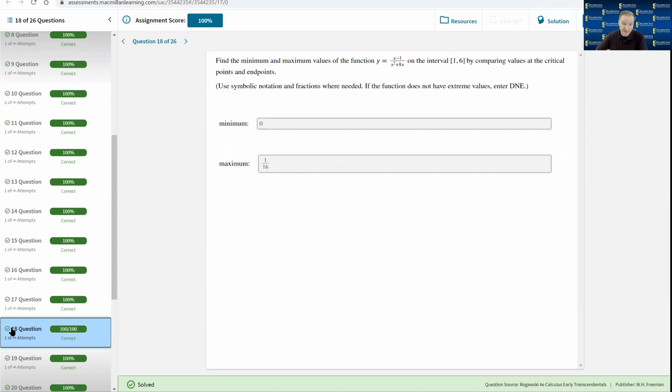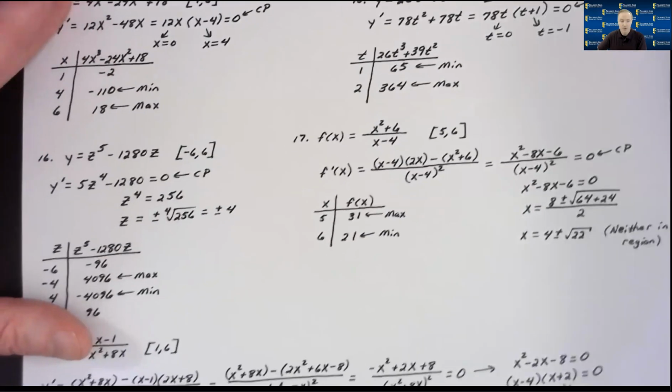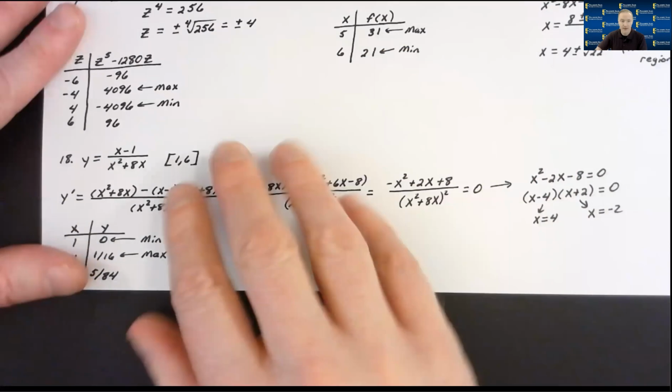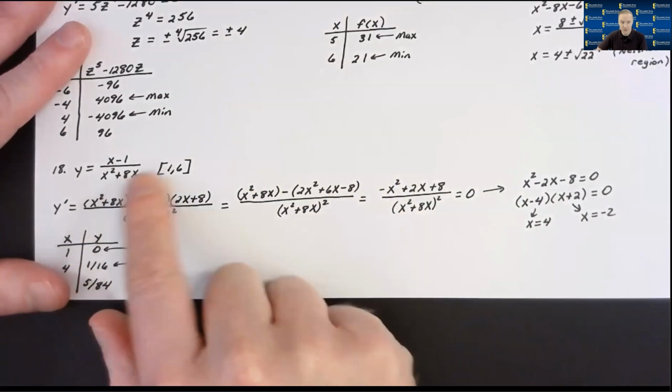For the next one here, similar. I still have a rational function. This time the interval is 1 to 6. So I'm trying to find the maximum and minimum value of that function on that interval. So the process I did to solve that problem, I took my rational function on this interval and I said, well, I need to take its derivative.